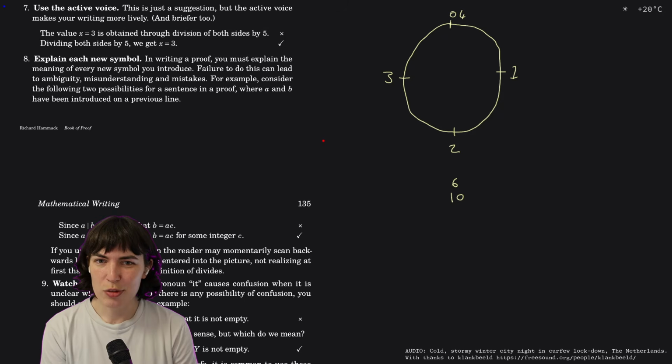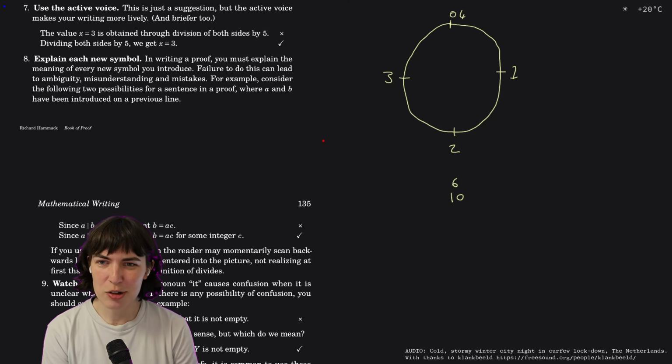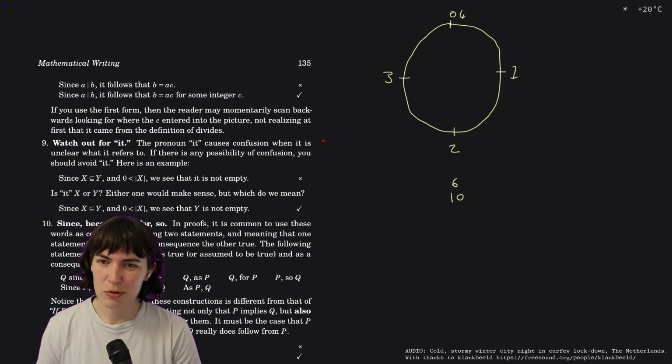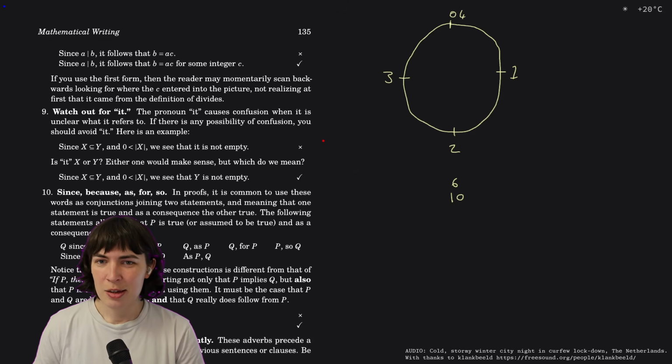8. Explain each new symbol. In writing a proof, you must explain the meaning of every new symbol you introduce. Failure to do this can lead to ambiguity, misunderstanding, and mistakes. We don't want that. For example, consider the following two possibilities for a sentence in a proof, where A and B have been introduced on a previous line. Since A divides B, it follows that B equals AC. Since A divides B, it follows that B equals AC for some integer C. Oh no! Yeah, I've been doing that a lot.